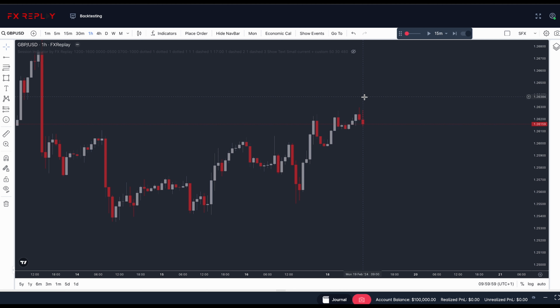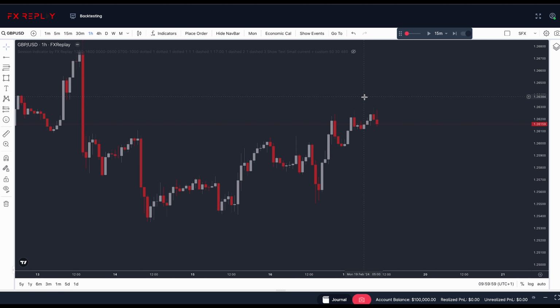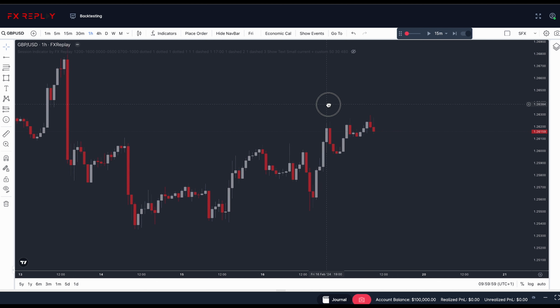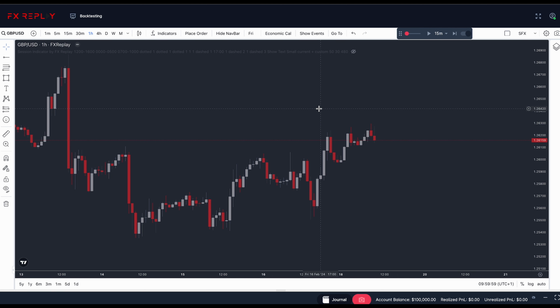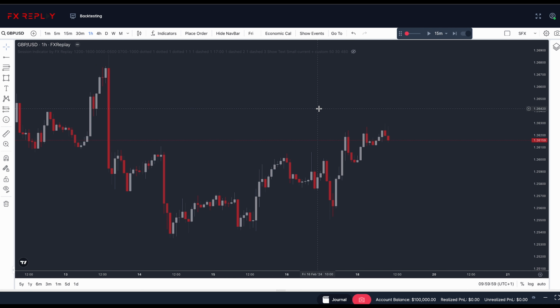So currently we are in the London session. This is 9 a.m. my time. Now, what I am doing on H1 is kind of the same as on the H4. I'm looking for the fair value gaps, I'm looking for liquidity, etc. So I need to know where price may go in the near future.